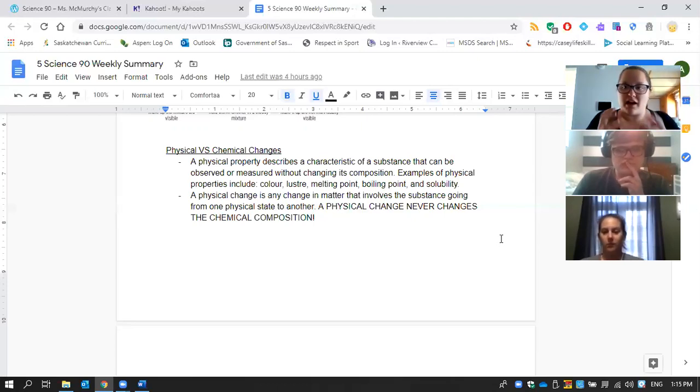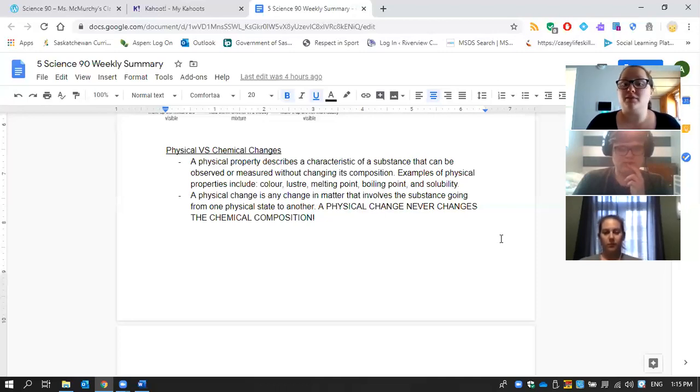Same thing with cracking an egg. At that point, that's still a physical change. You're breaking it open, but it's still the same egg. As soon as you cook it, that's a different type of process, because then we're really changing what it is.